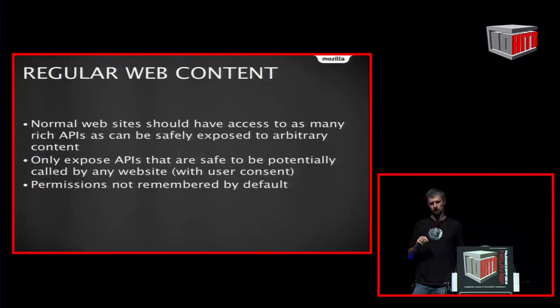So, for example, with web content, by default, we don't remember decisions you make. If you go to a website and you want to give it access to your location or your camera or your contacts, that decision is not persisted. So next time you go back to that site, it will ask you again if it wants to have access to your camera, your contacts, or your location. The user can override that, but that's the default state.